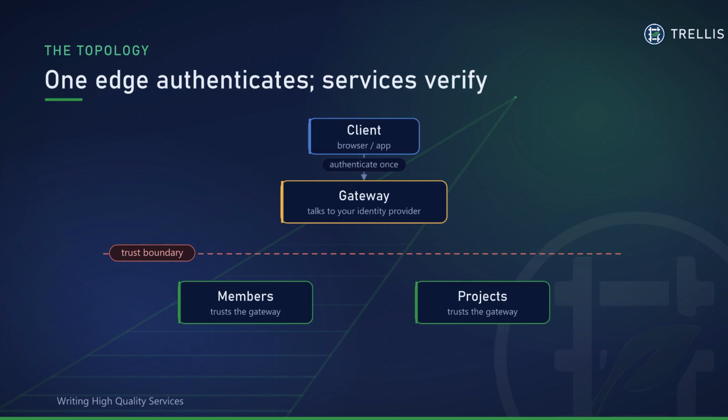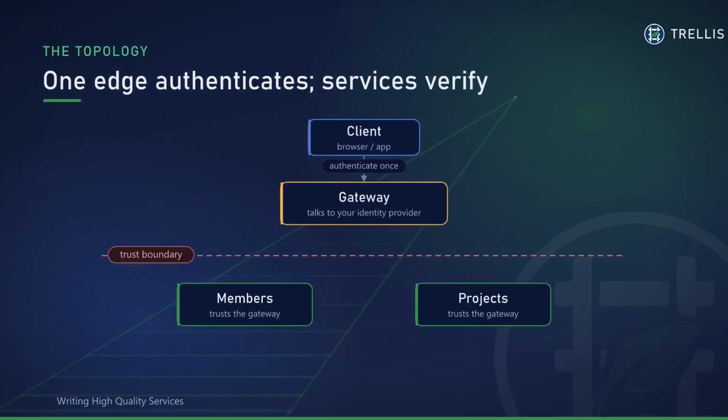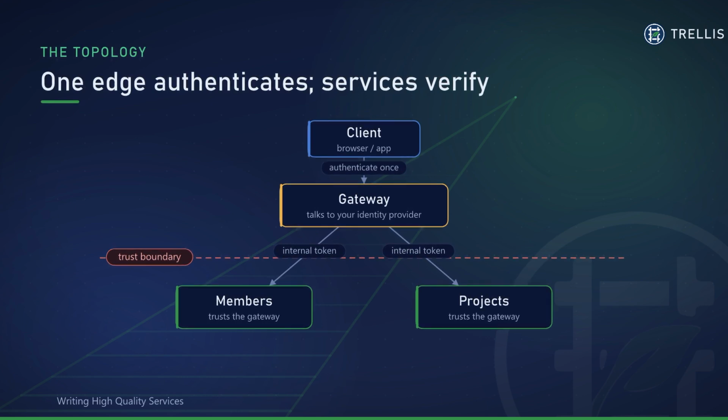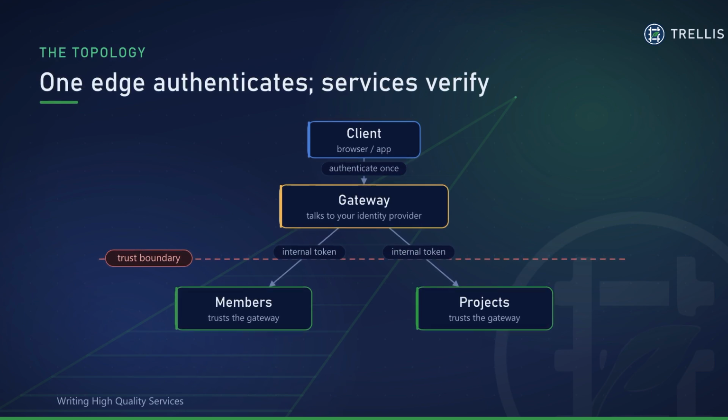We're using Model 2, the internal token, so the gateway mints a short-lived token and each service trusts the gateway's signature rather than reaching back out to the user's identity provider. Members and projects don't know or care who your login provider is. They only need to trust one thing, the edge.